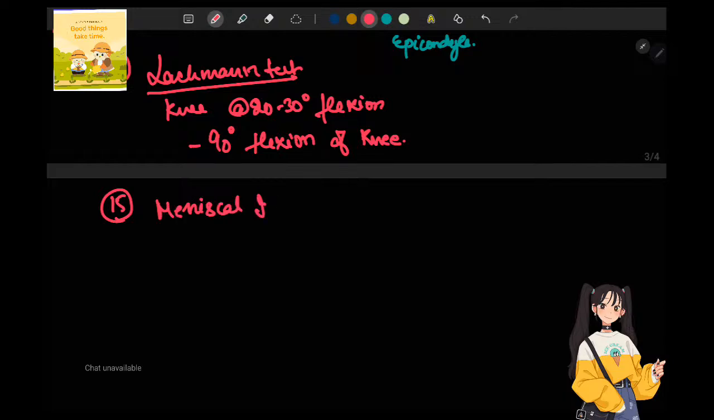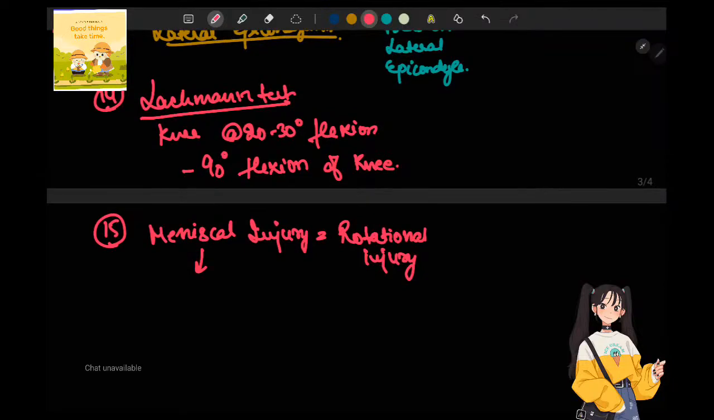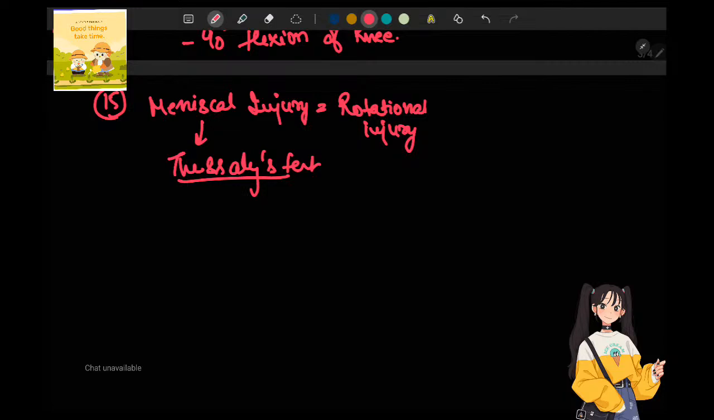Then we have the meniscal injury, that is a rotational injury. Which test will we do for that? Thessaly test. Like the Thessaly dance, Thessaly's test. Okay, then we have Murray test.